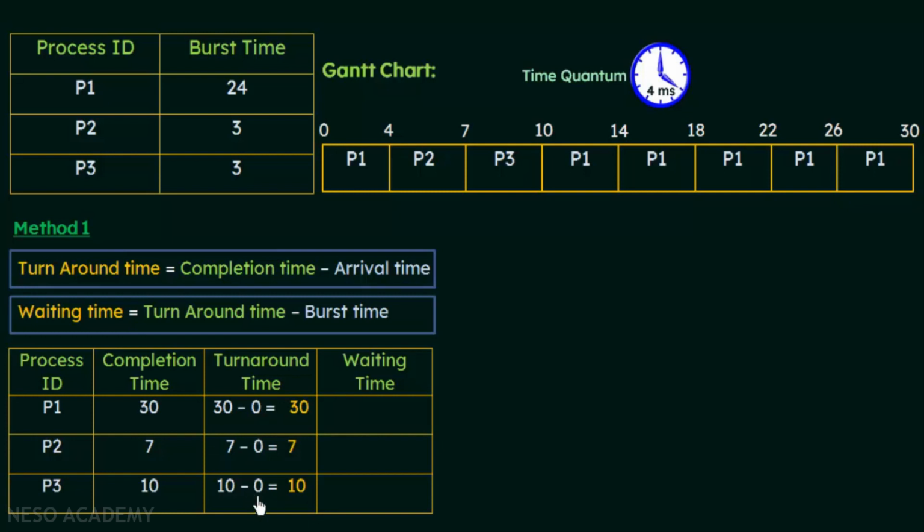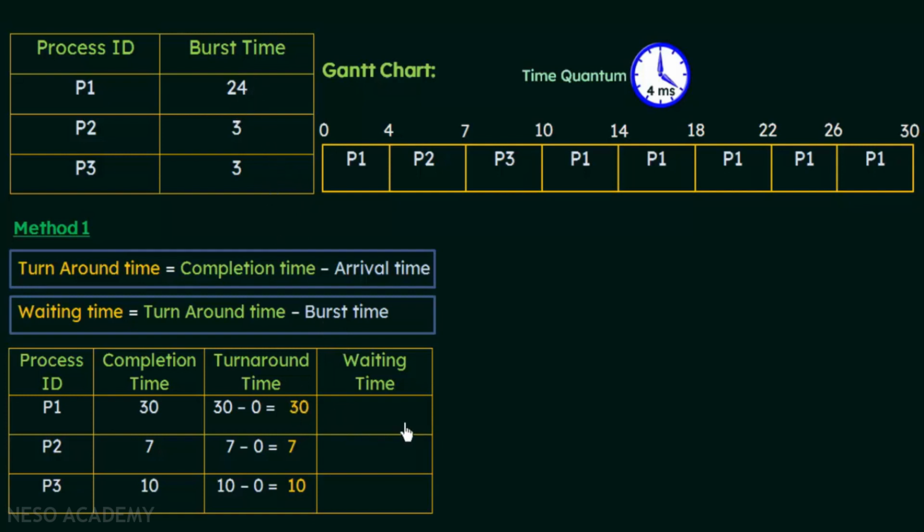So in some other problems, you may have different arrival times. If you are having different arrival times, then use the arrival times as given in the problem. Alright, now we can calculate the waiting time. The waiting time is the turnaround time minus the burst time. The turnaround times we just calculated here, and the burst time is what is given in this table.